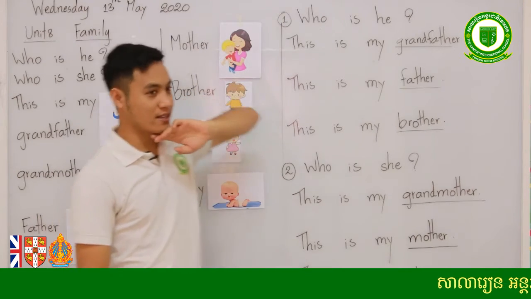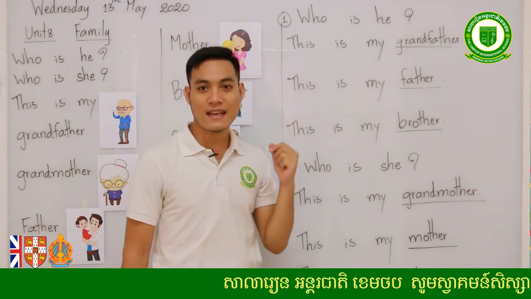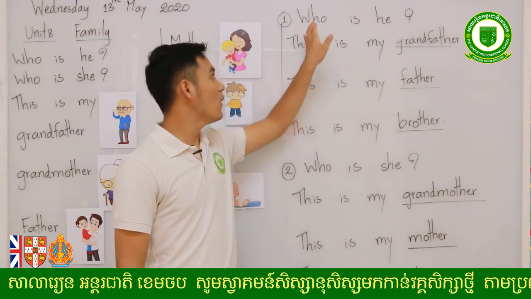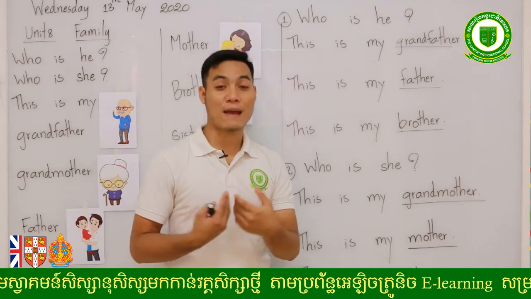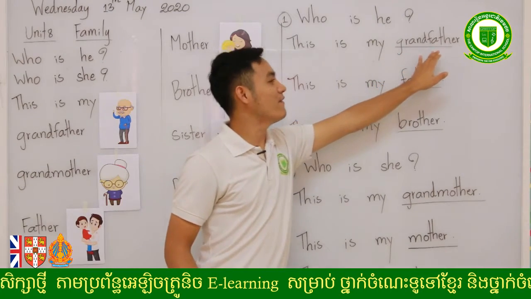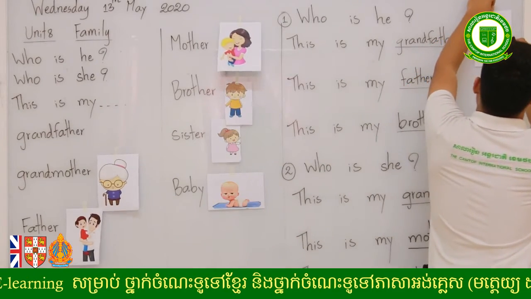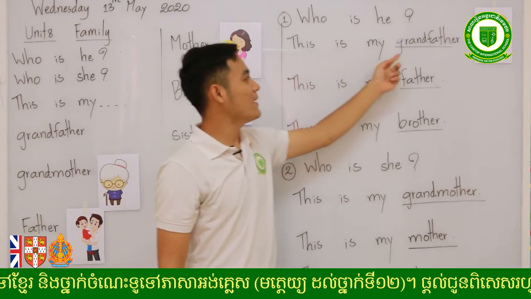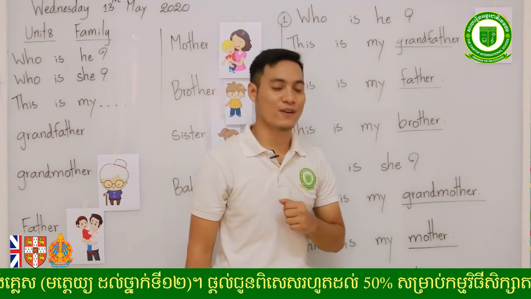So here is the question your friend asks you, like, hey, who is he? Okay, your friend asks you again, who is he? And how do you introduce your family members to your friend? So this is the way. This is my grandfather. Mm-hmm. You see, like, who is he? This is my grandfather. Oh, cool, very good.